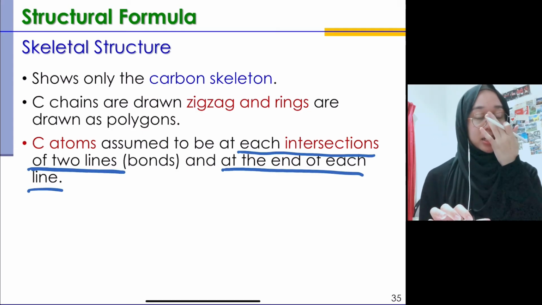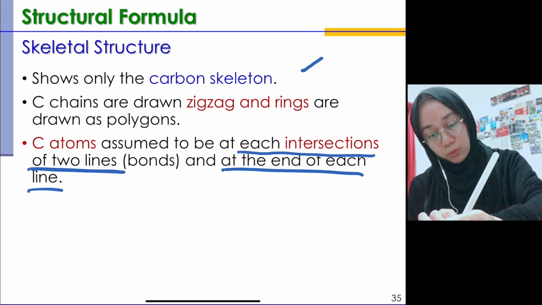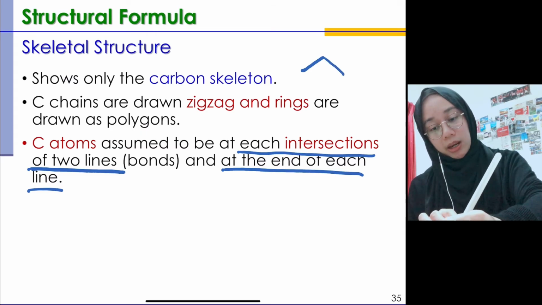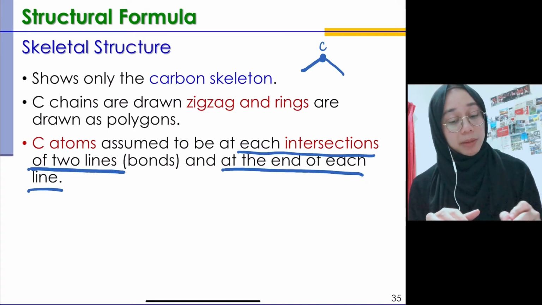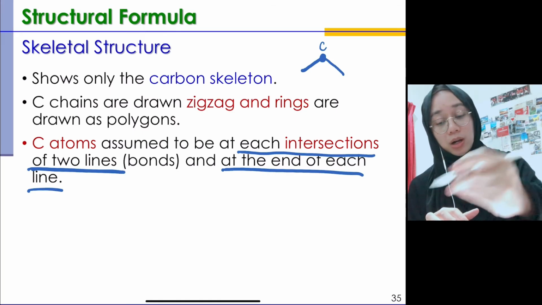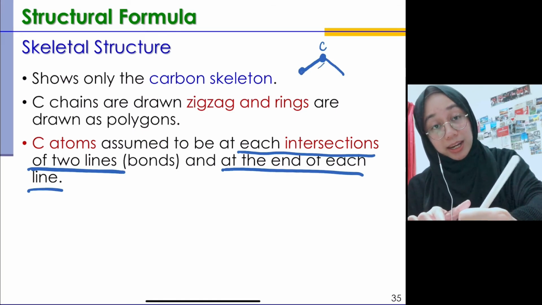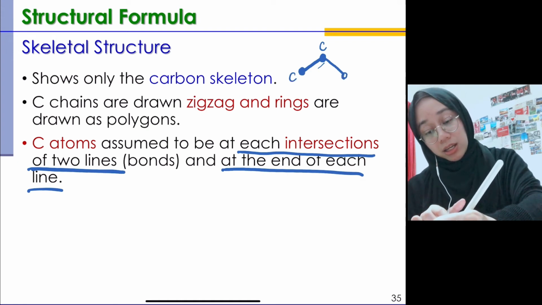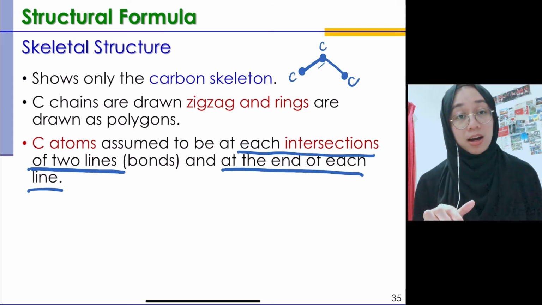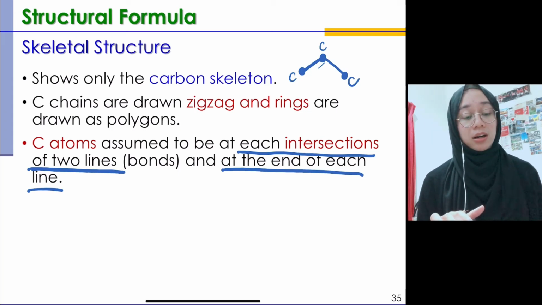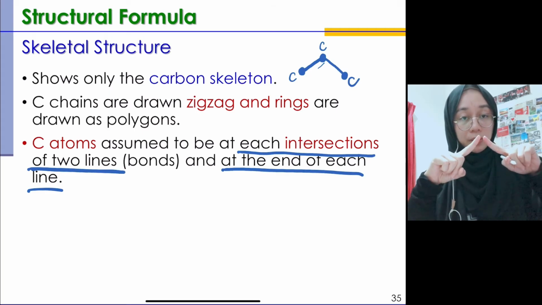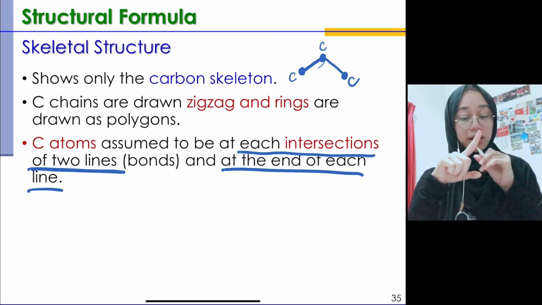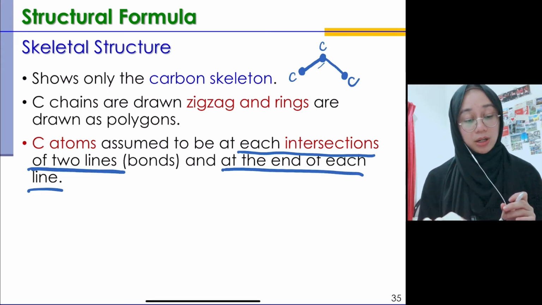Okay, so intersection ni bermaksud bila dua line bertemu. So ni satu line, ini satu line. Bermaksud dekat sini ada carbon. Okay, and then at the same time dia mention juga at the end of each line pun ada carbon juga. Ini penghujung kan? Okay, ini hujung. So sini ada carbon. Ini hujung. Sini ada carbon juga. Okay, so that is how kita akan lukis untuk carbon skeleton lah. Okay, bila ada intersection between two carbon, so dekat bahagian ni ada carbon. And then dekat hujung line tu pun ada carbon juga.